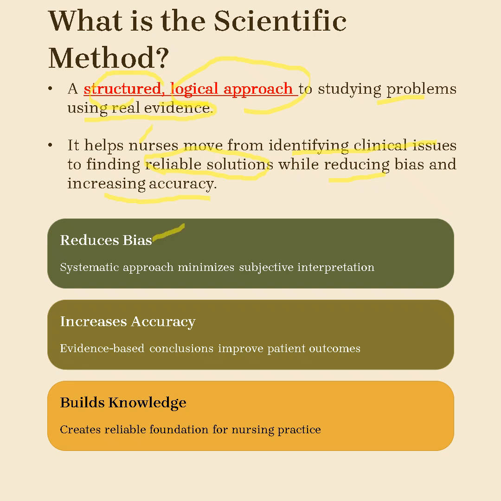So how is it reducing the bias? When we go for the approach systematically, this minimizes the subjective interpretations because we follow the structural and logical approach. And it also increases the accuracy. How? Since we are following the steps logically, we'll be getting conclusions that are evidence based. So this will help to improve the patient outcomes.